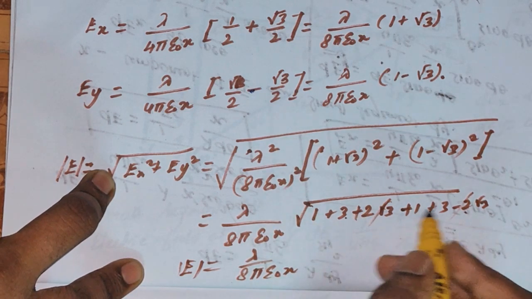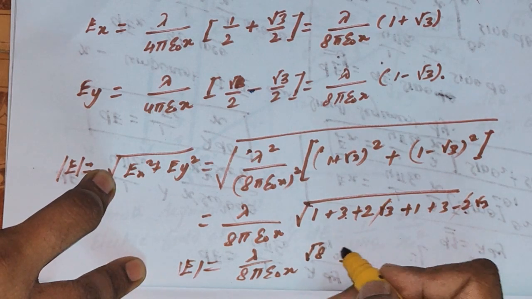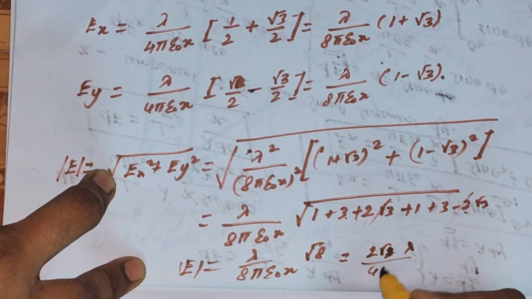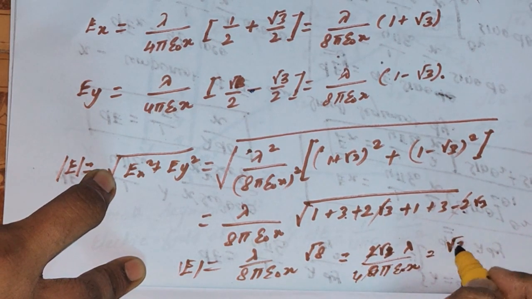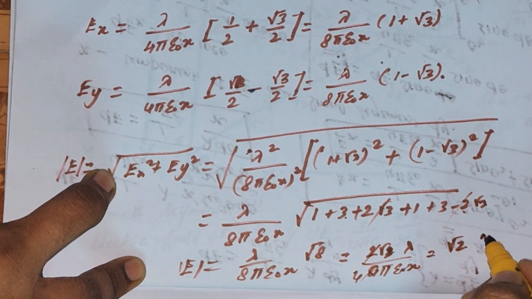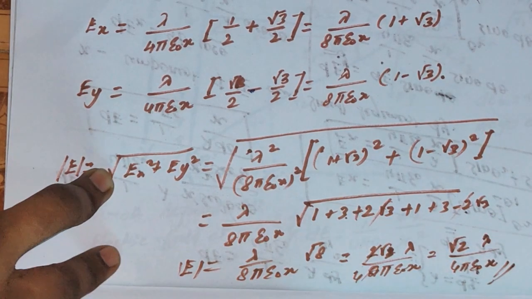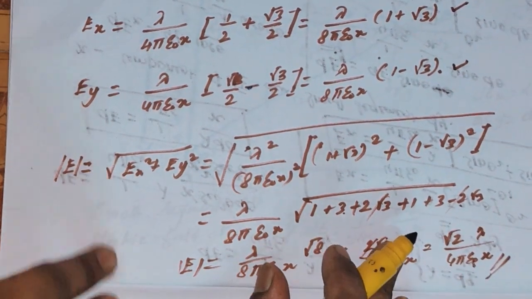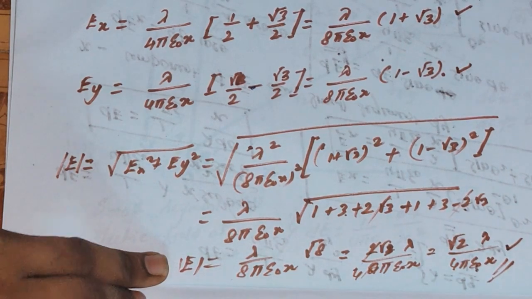So 4 plus 4 is 8, square root of 8, which you can write as 2 square root of 2. So the result is square root of 2 times lambda over 4 pi epsilon x. This would be the answer. If they are asking for the x component, this is the answer. If they are asking for the y component, this is the answer. If they are asking for the magnitude of the resultant, this would be the answer.